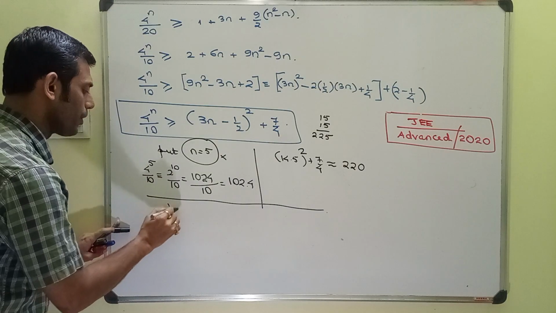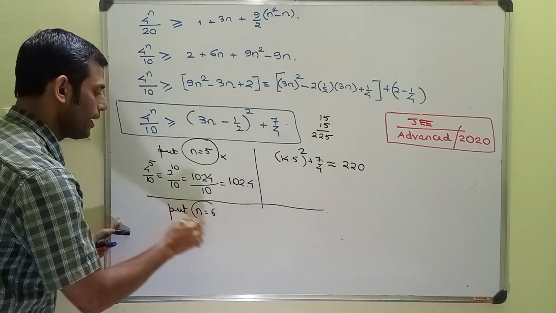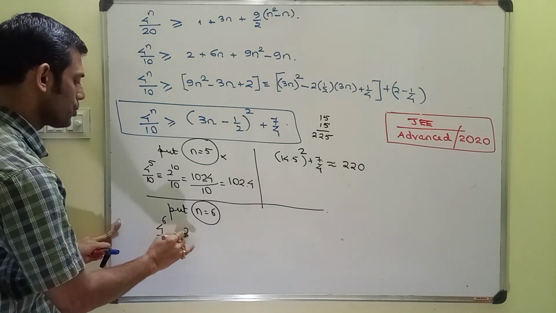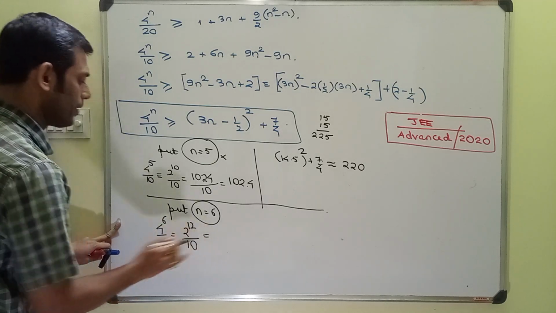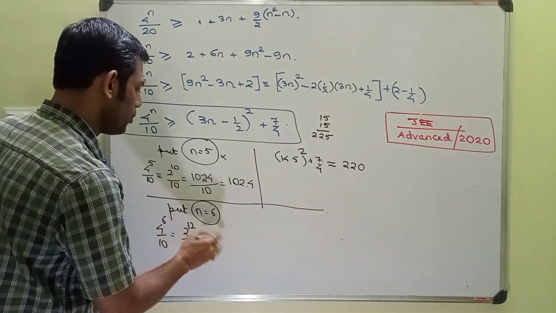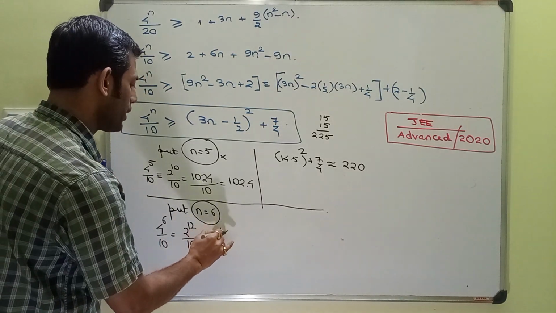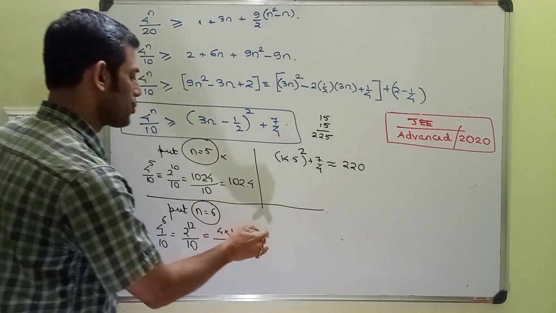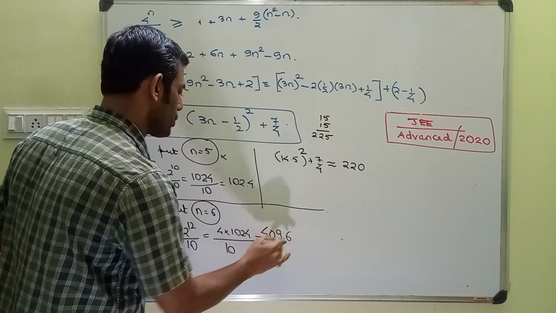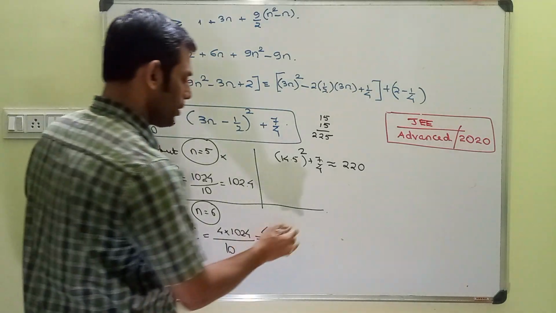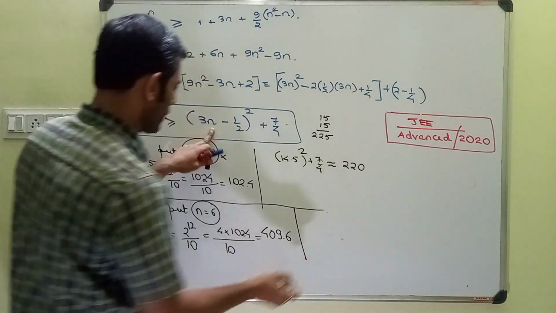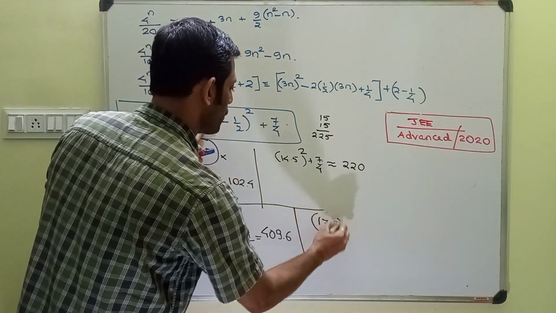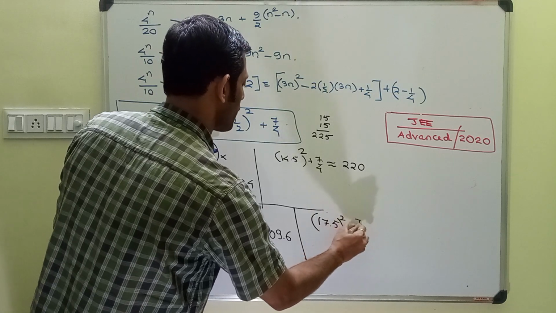Likewise, we can make a trial for n equal to 6. At n equal to 6, 4 power 6 by 10 is 2 power 12 by 10, which is 4 into 2 power 10, that is 4096 by 10, close to 409.6. This is the left side, and on the right side at n equal to 6 we have 18 minus 1, that is 17.5 whole square, plus 7 by 4.